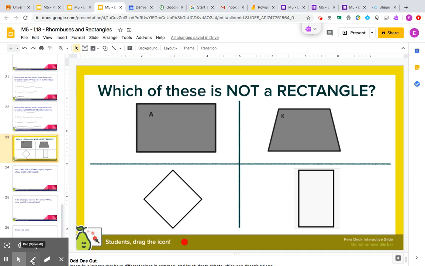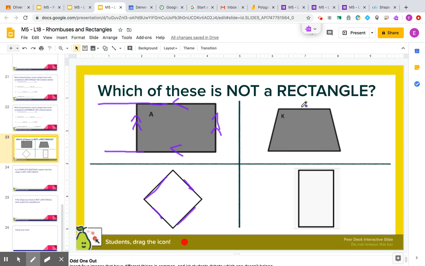Let's see. In this first shape, if I move the top and extend it on, it's never going to touch or intersect that bottom line. So they're parallel, as well as my side lines are parallel. So I can't eliminate that one. Right now, that one looks like a rectangle. Down here, this line is parallel to this line, and this line is definitely parallel to this line. So that could still be a rectangle.